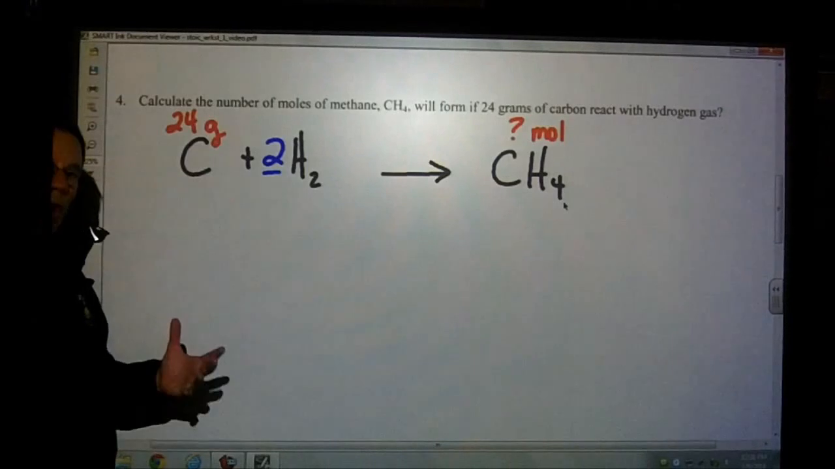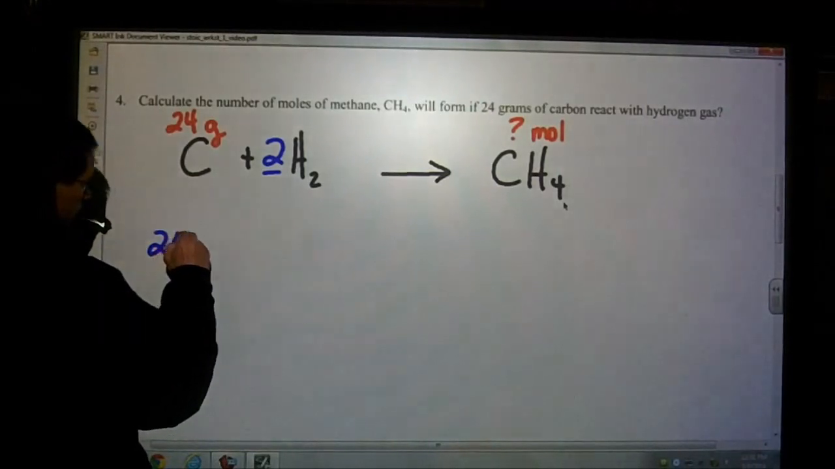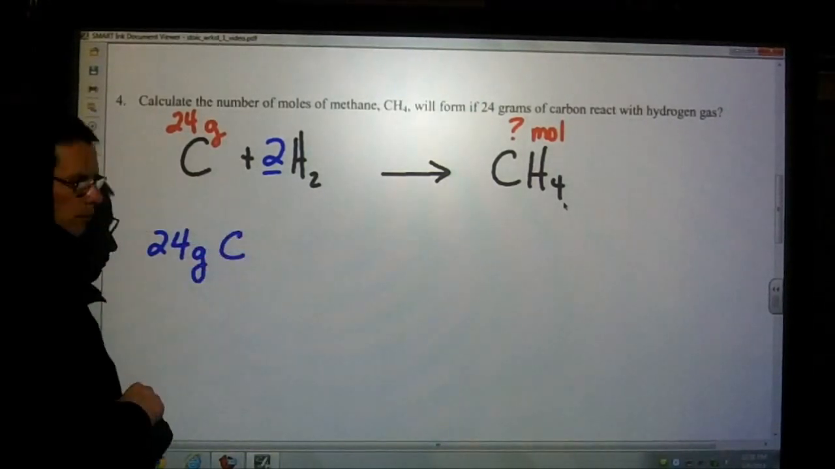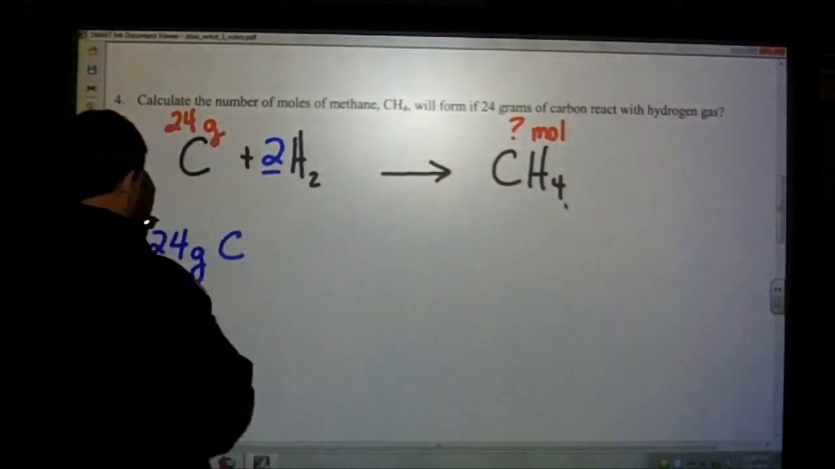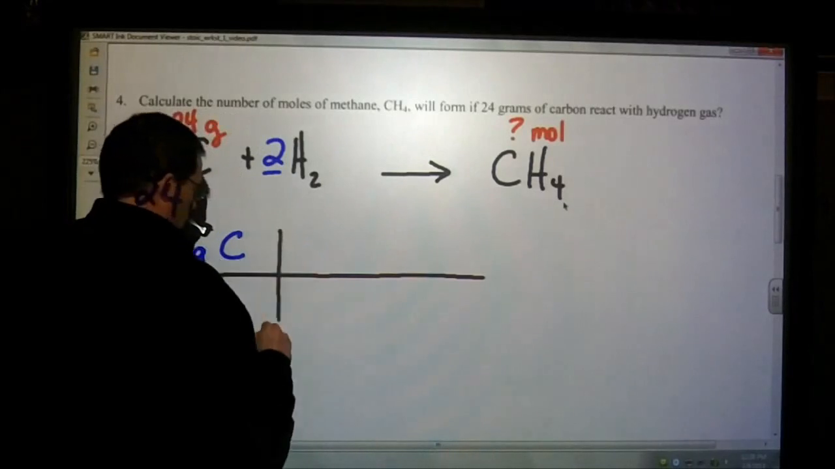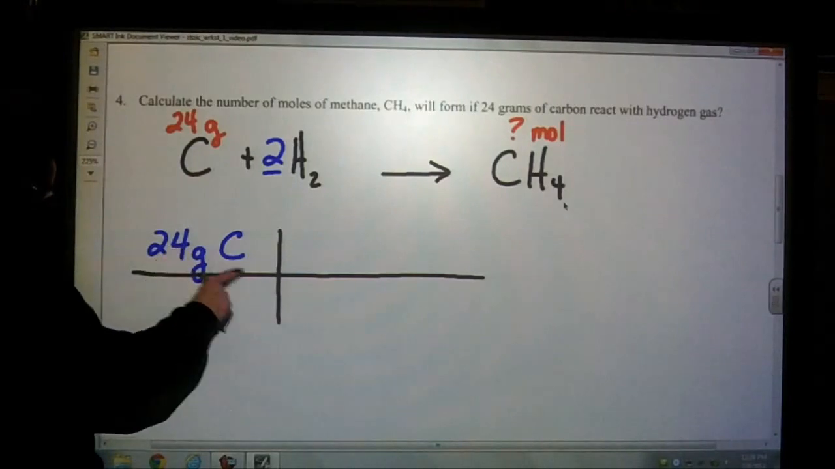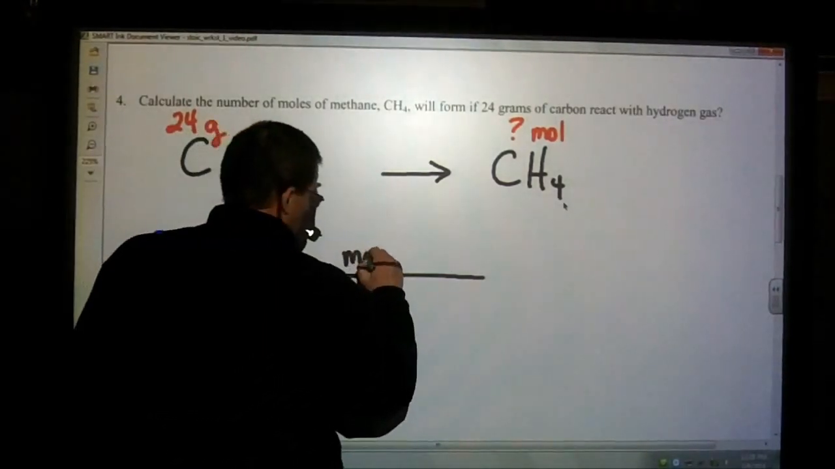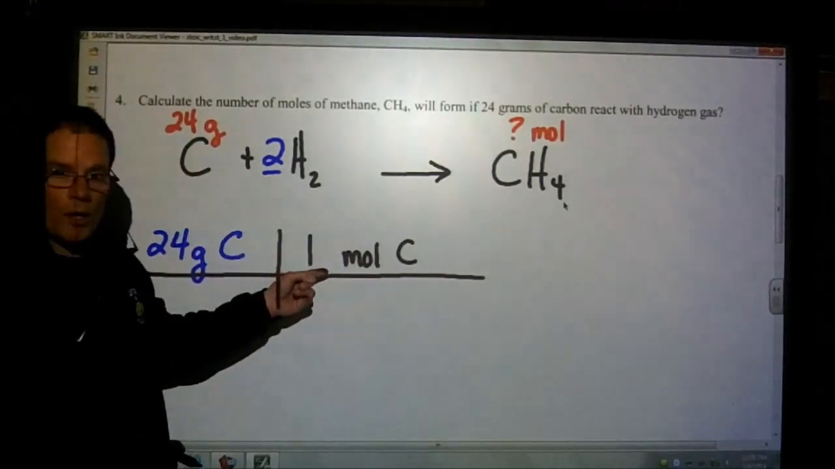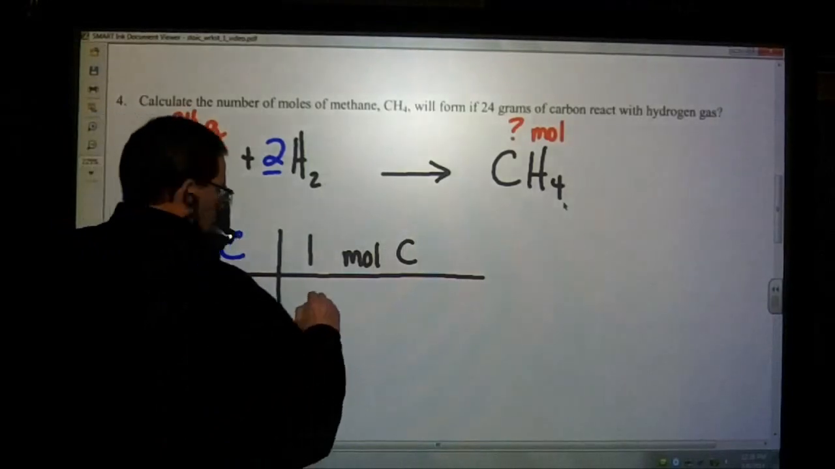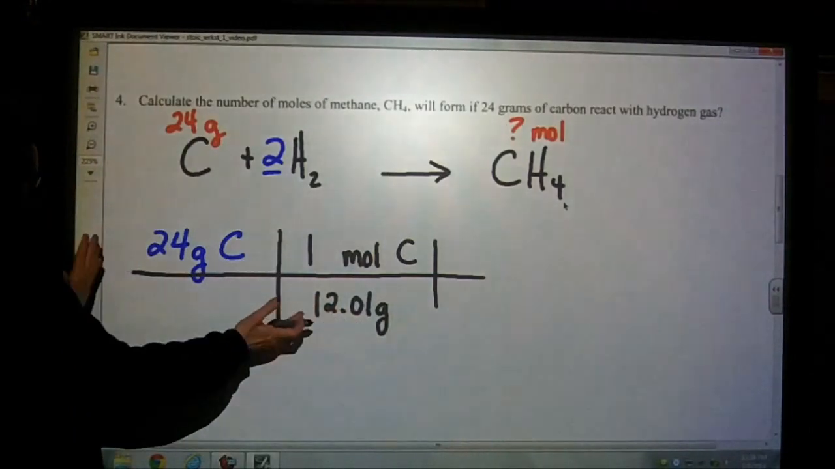Step 2, start with what you know. In this case, we know we have 24 grams of carbon. Okay, so start with what you know and convert that into moles. We want to take that 24 grams of carbon, change it into moles of carbon. If it's not the unit looking for, move it diagonally. So carbon, and again, since we're doing a gram to mole conversion, that will be 1. It's not the mole ratio here. So 12.01 grams, get that from your periodic table. All of that is step 2.